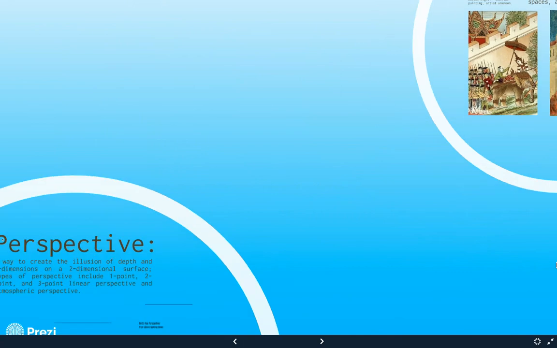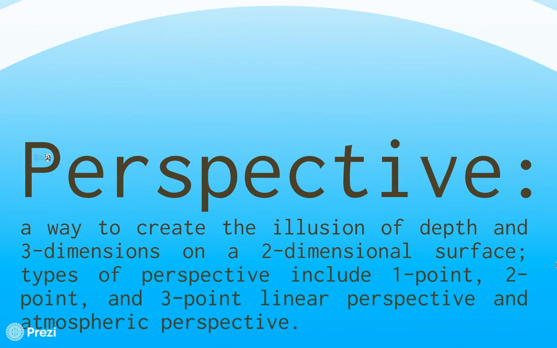So let's see, perspective. Make sure you write this down. Pause it if you need to. Perspective is a way to create the illusion of depth in 3-dimension on a 2-dimensional surface. Types of perspective include 1-point, 2-point, and 3-point linear perspective, as well as atmospheric perspective.